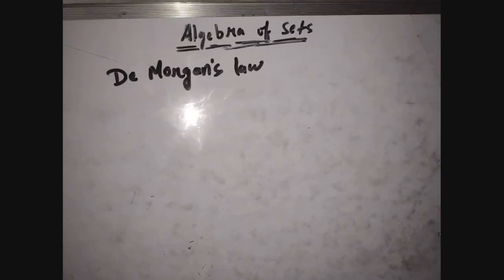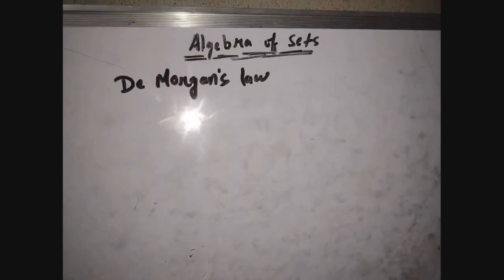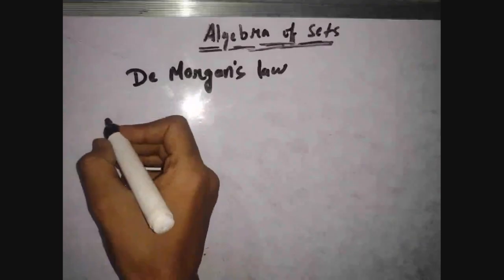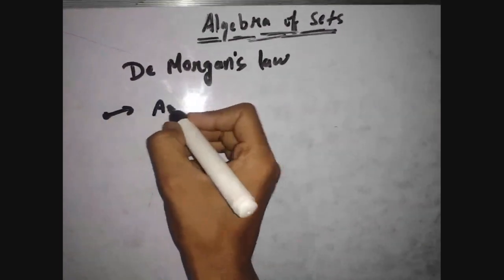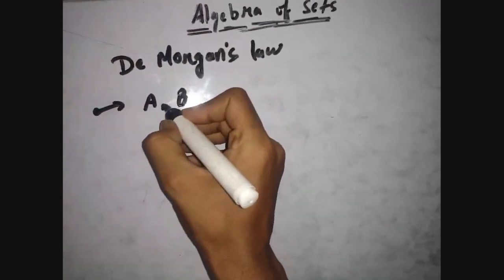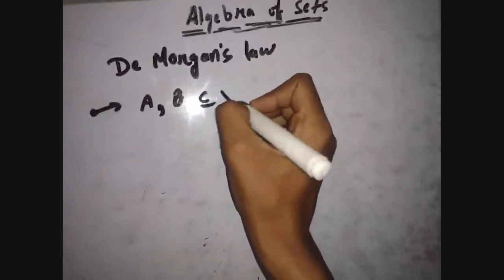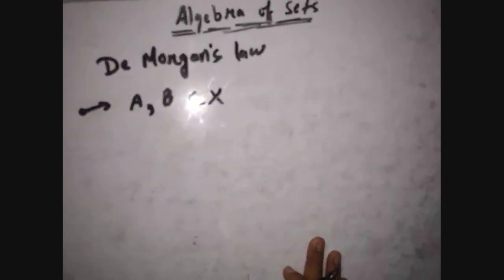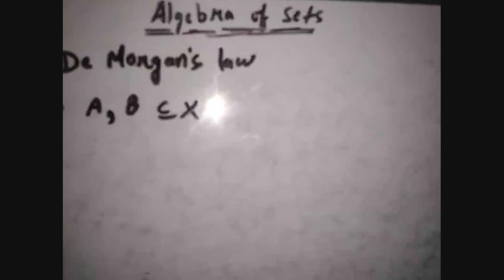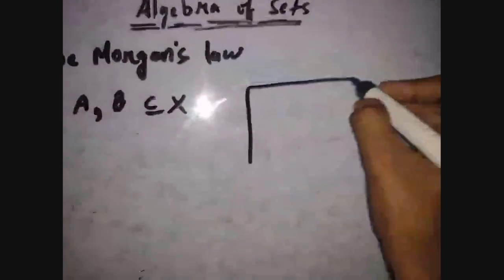Now we shall talk about De Morgan's law. Okay, so let's talk about it. Now there are two sets, A and B, and they are subsets of X. Let's say it's given that they are subsets of X. Then we can represent this with the help of a diagram.